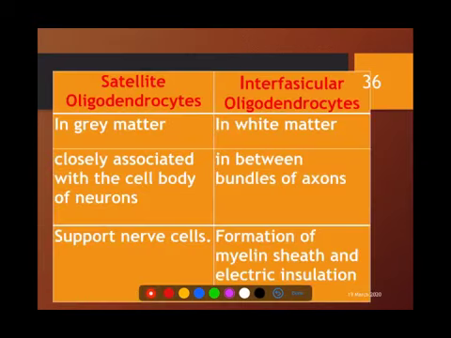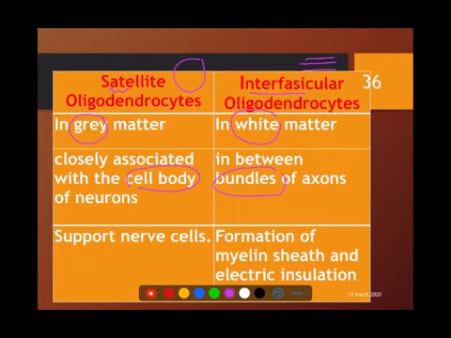Now, what are the differences between the satellite, which surrounds the bodies of the nerve cell, and the interfascicular, which are present in between the nerve fibers? Very easy to mention the site. In case of the satellite type, they are present in the gray matter where the nerve cells are present, while the interfascicular are present in the white matter where the nerve fibers are present. So the second point, it is closely related to the perikaryon of the neuron, but here it is present between the bundles of the axons.